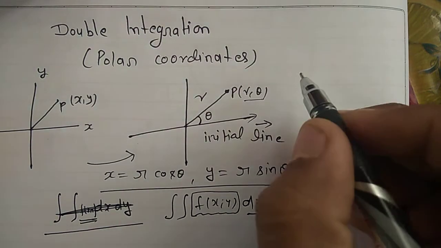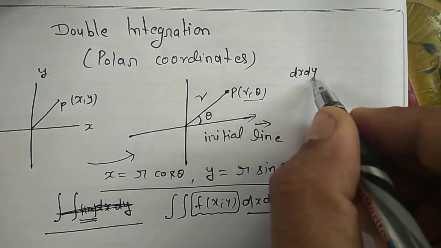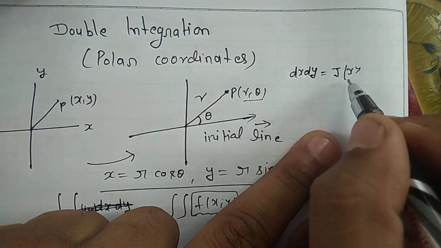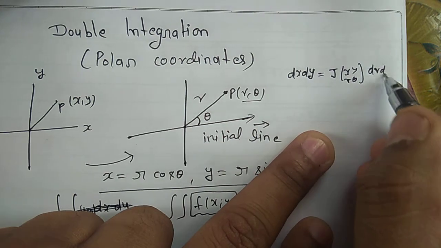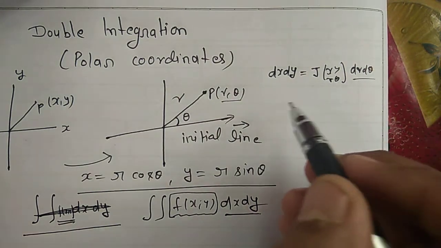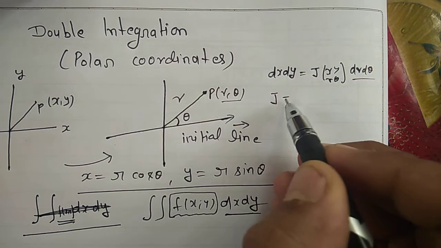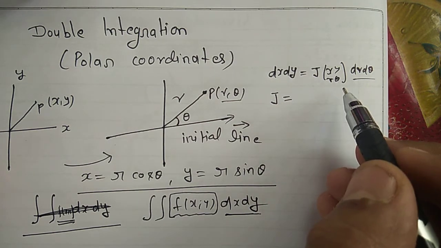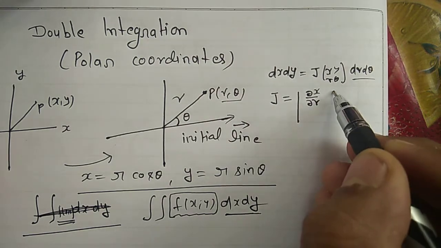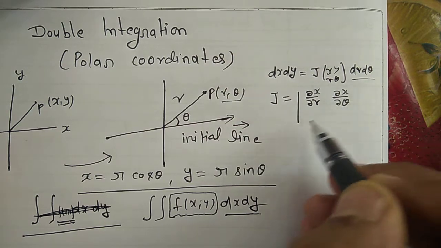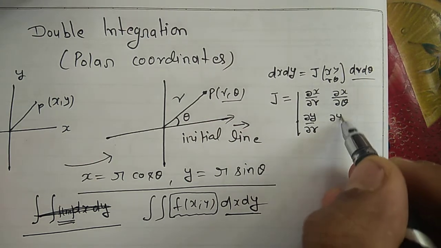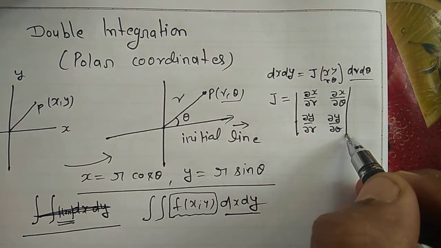For that we have the formula dx dy equal to Jacobian of x, y with respect to r, theta, dr d theta. What is the Jacobian? Jacobian equal to the Jacobian of (x, y) with respect to (r, theta). So the Jacobian will have del x by del r and del x by del theta in the first row, and in the second row del y by del r and del y by del theta. So this is the Jacobian.